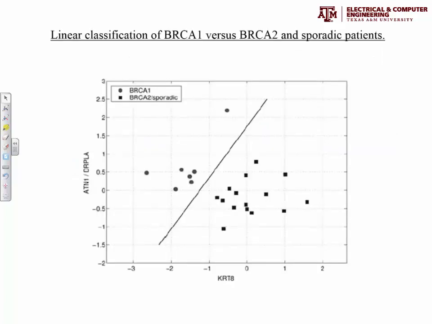So here, they managed to find two genes, this one and this one, and they are able to use a straight line to separate out the two classes. So one class is BRCA1 that has the mutation, and the other class is BRCA2 grouped together with the one that doesn't have the hereditary predisposing mutation, and they were able to classify this. Out of thousands of genes on the microarray, they came up with these two as the variables that can be used to classify the cancers.